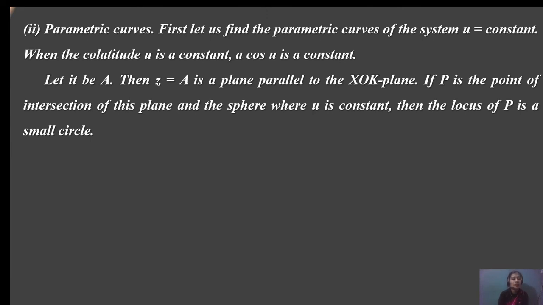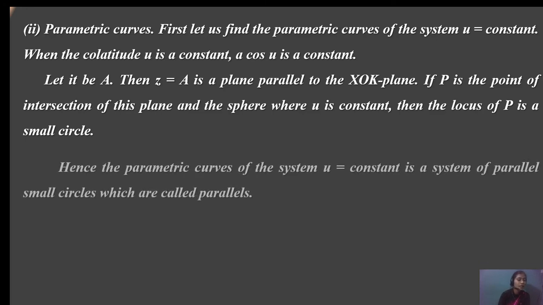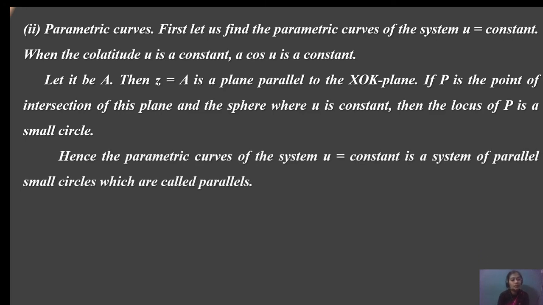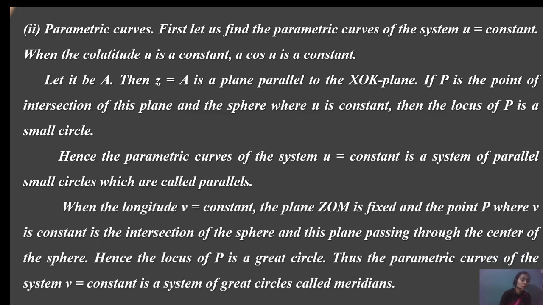First, let us find the parametric curve of the system u equals constant. When the co-latitude u is constant, a cos u is constant, let it be a, then z equals a is a plane parallel to the XOY plane. If P is the point of intersection of this plane and the sphere where u is constant, then the locus of the points is a small circle. Hence the parametric curves of the system u equals constant are small circles, which are called parallels.